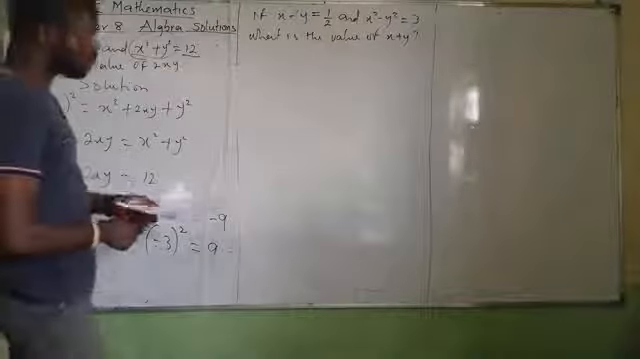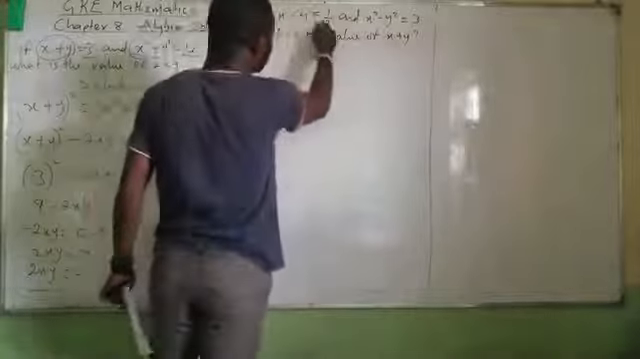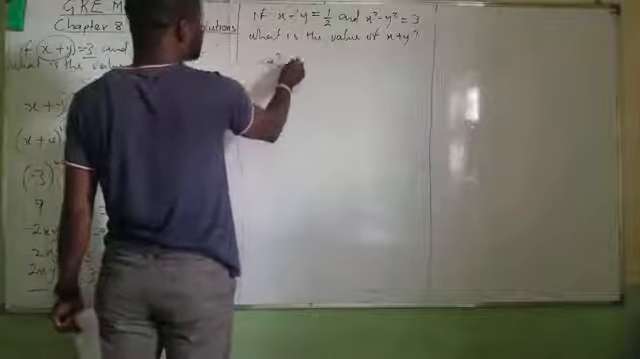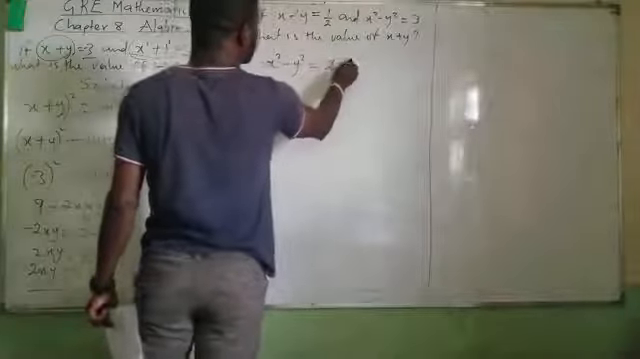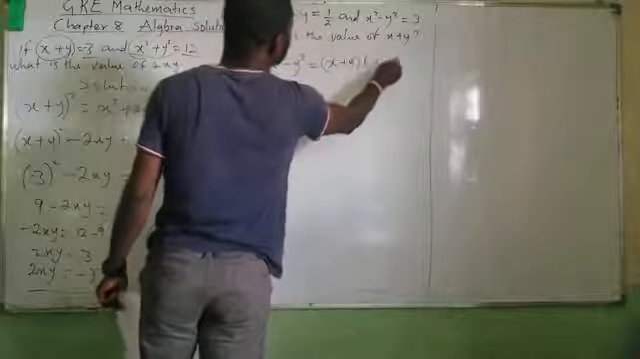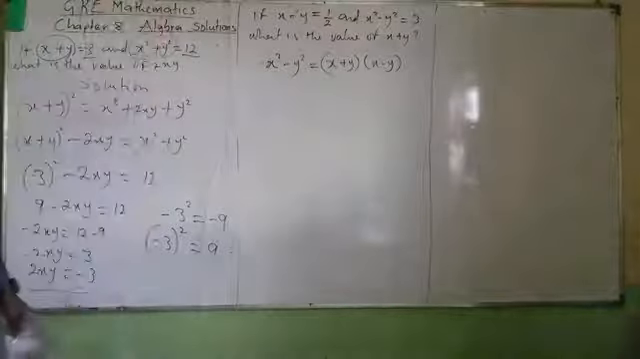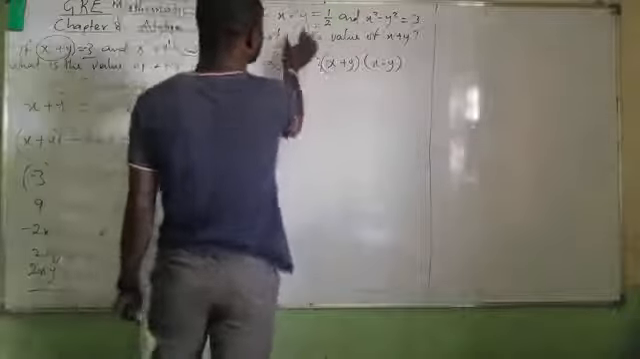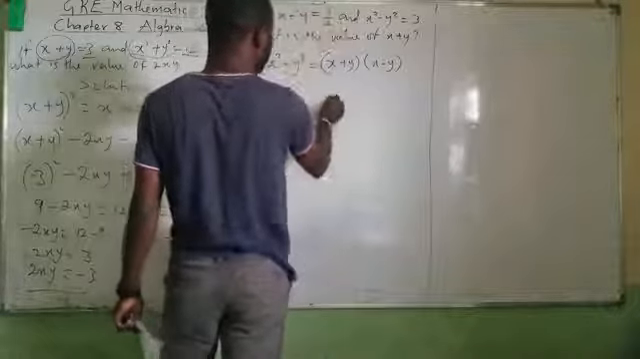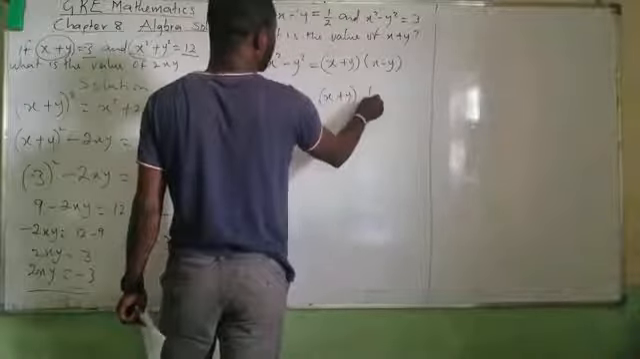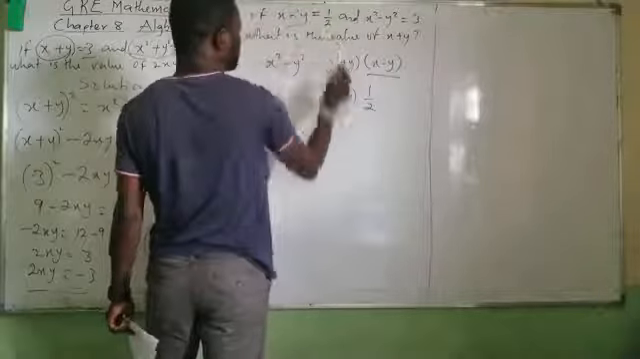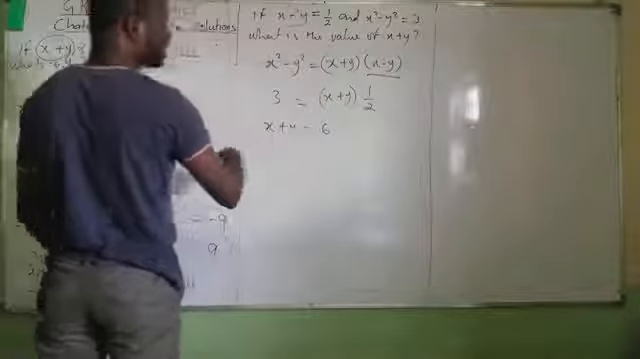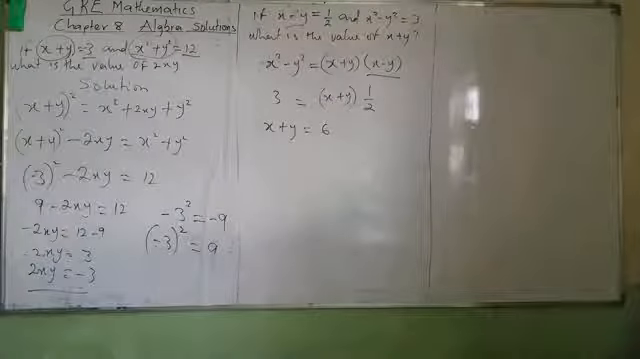Listen to me very well. x minus y equals this, and that equals that. If I were you, x squared minus y squared can also be (x plus y)(x minus y). Take note of that. Now, I was told that this equals 3. It means I'll be having 3 equals this, which is (x plus y) all divided by 1 over 2. I'm just substituting. Now, can you see? It means my x plus y will be equal to 6. That is all. My x plus y will be equal to 6.